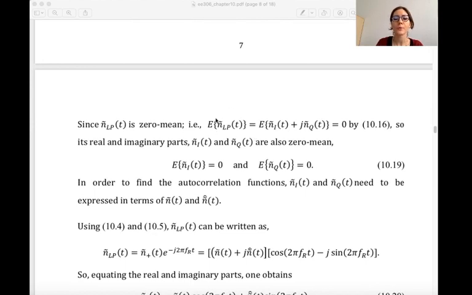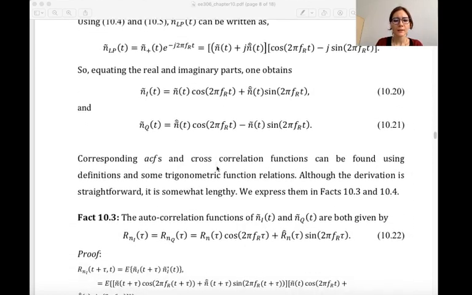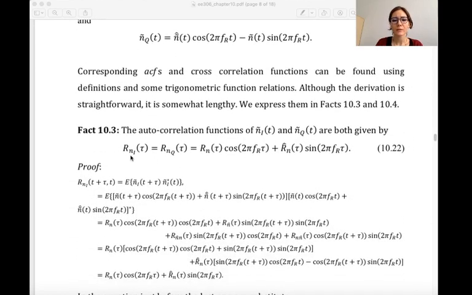We know how to derive n LP of t from n. Then if you just obtain this process, you write the real part and the imaginary part, then you have n I and n Q. So it was easy to show that they were zero mean, and then we showed that their autocorrelation functions are both given by this expression.